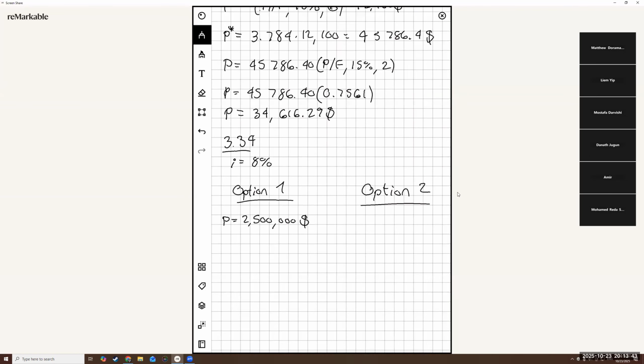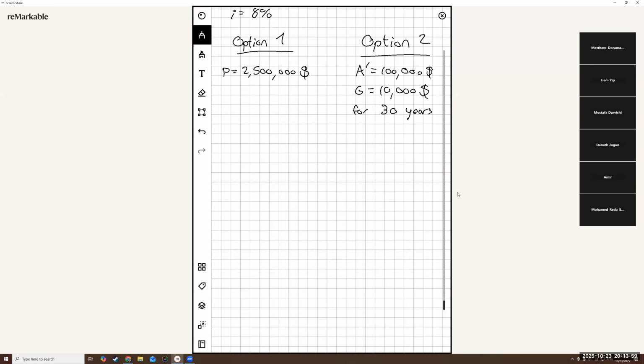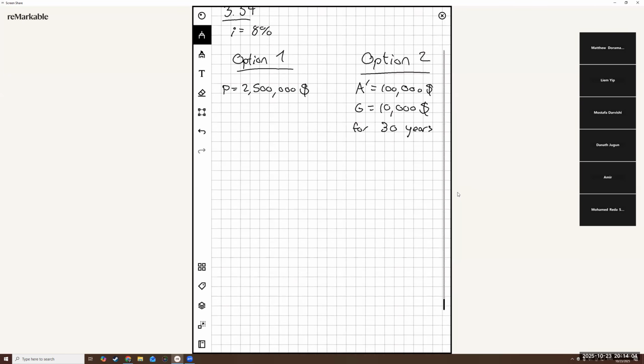Okay, we know what that is, right? That's A prime is equal to 100,000 and G is equal to 10,000, for 30 years. How can we compare these two options in a way that's meaningful to us? Well, we just need to convert them into the same format, right? Here we have an annuity and a G. Here we have a present value.